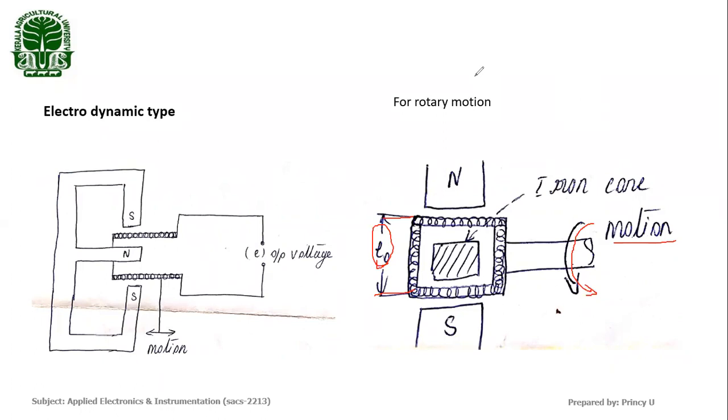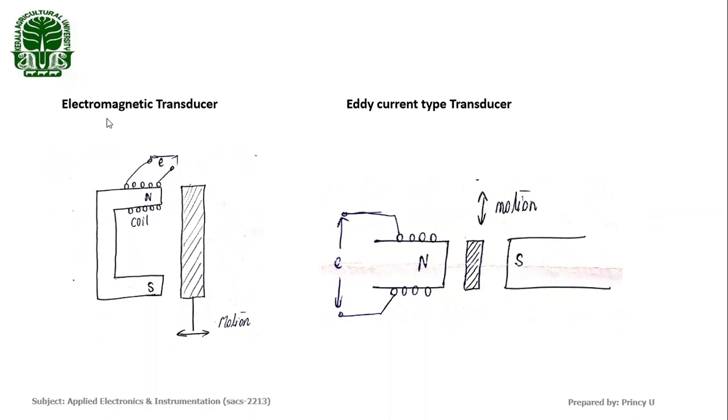Okay. So these are the two types of electrodynamic transducers. In the electrodynamic type transducer, the coil is moving and the magnet is stationary. Okay. Next one. Here it is, the electromagnetic transducer.